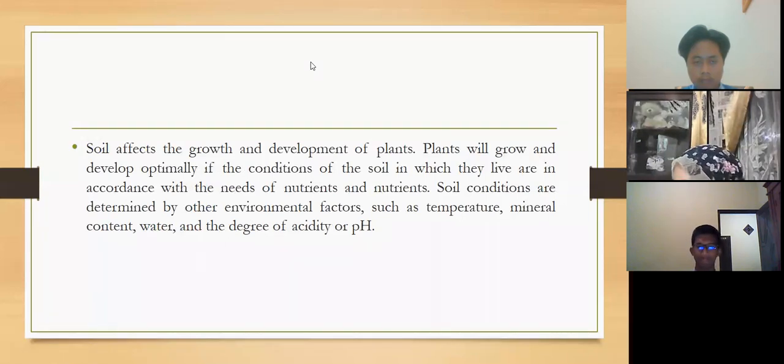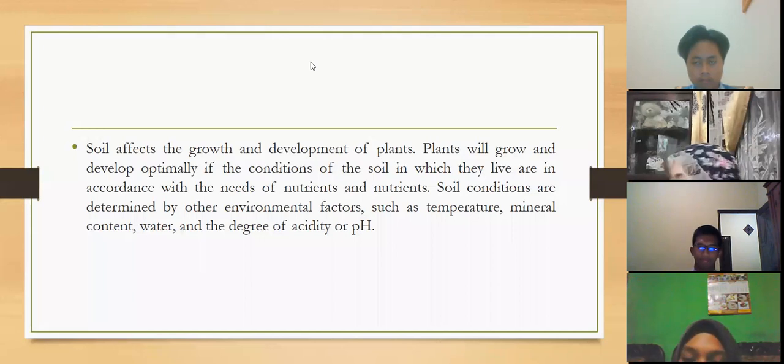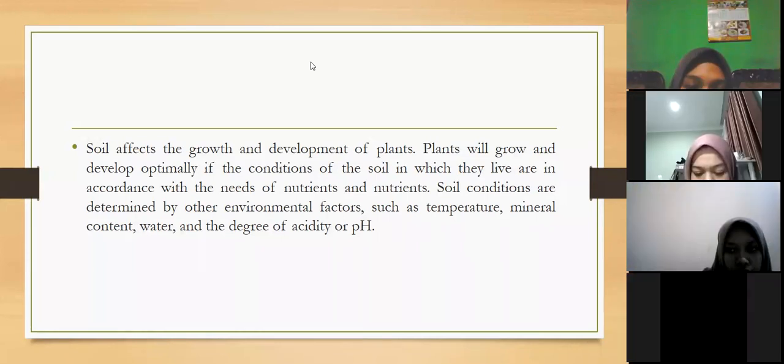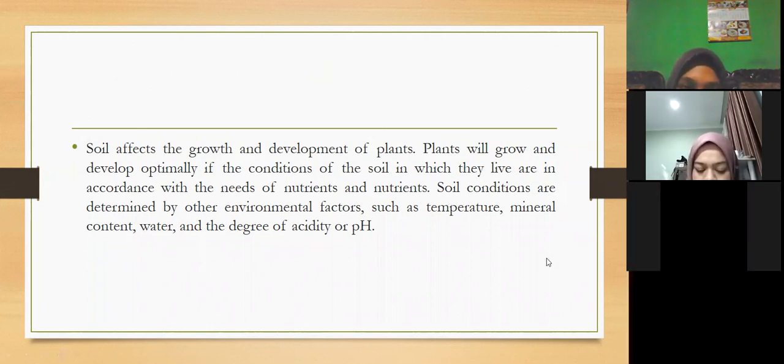Soil affects the growth and development of plants. Plants will grow and develop optimally if the conditions of the soil in which they live are in accordance with their needs for nutrients. Soil conditions are determined by other environmental factors such as temperature, mineral content, water, and the degree of acidity or pH.